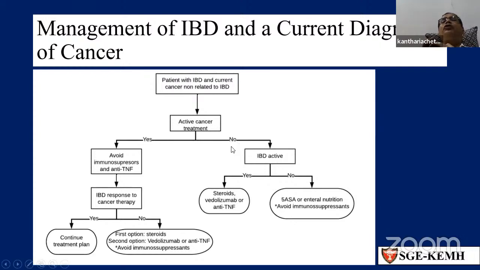Now, if you are not going to be starting an active cancer treatment, that is chemotherapy, and the IBD is active, then you start steroids or vedolizumab or anti-TNF. If it is not active, you can start 5-ASA, but again, it's important that you avoid immunosuppressants.